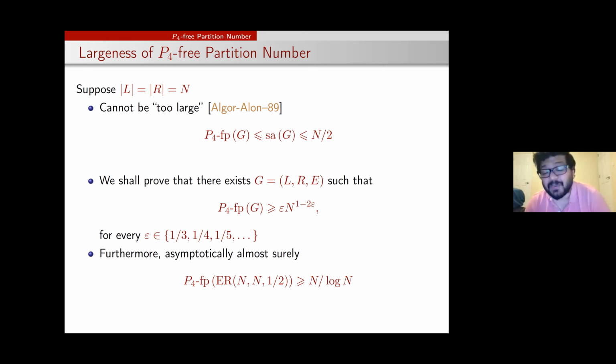If you put epsilon equal to 1 by log N, you get this interesting result that if you consider random graphs, where every edge in the biclique is independently chosen with probability half, then its partition number is at least N divided by log N. It's quite high. However, all these numbers are sublinear, and the upper bound that we have is linear. So there is still a gap in these quantities. Any questions? Okay, then we go and prove this result.